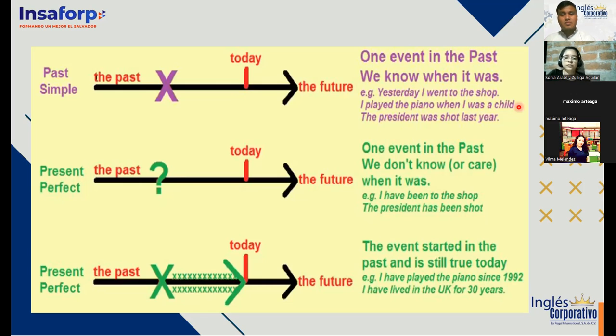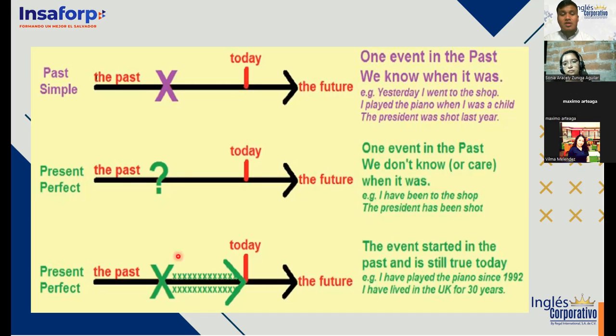So here we have, the president was shot last year. Is there something that gives you an idea about the past in number three? Last year. Of course, that's the one that is giving us the idea. Because it's something that already happened. So it's something that will never happen again, or if it happens again, it will be with a different person.